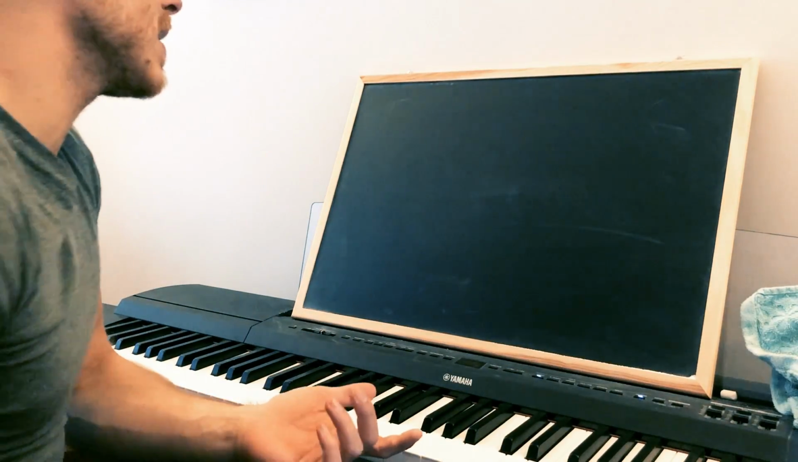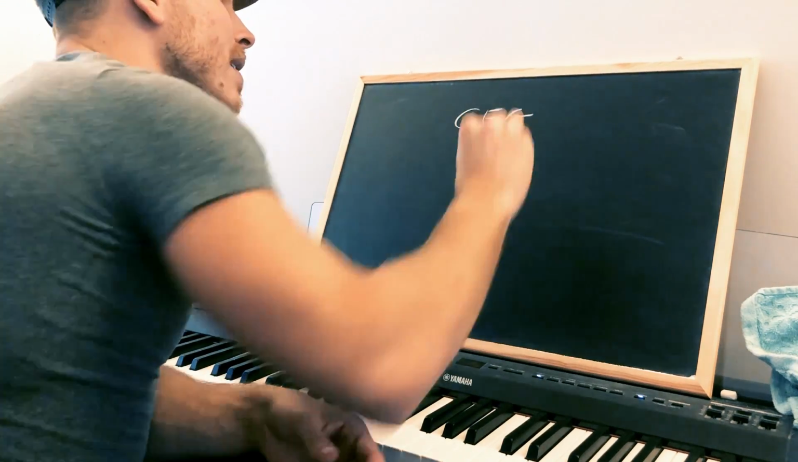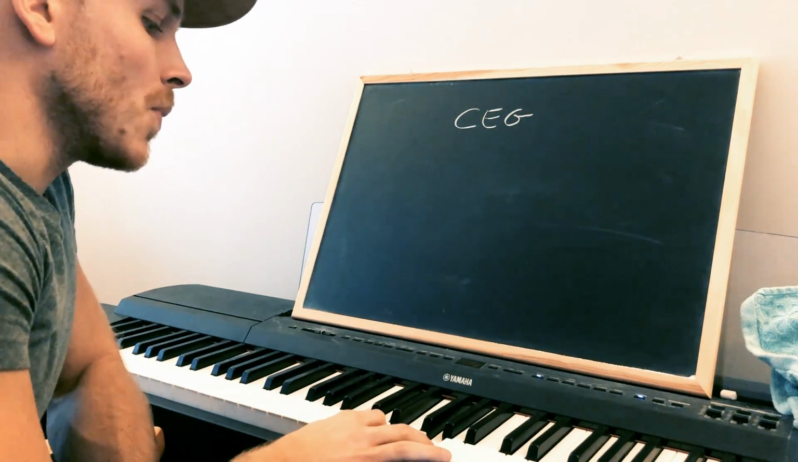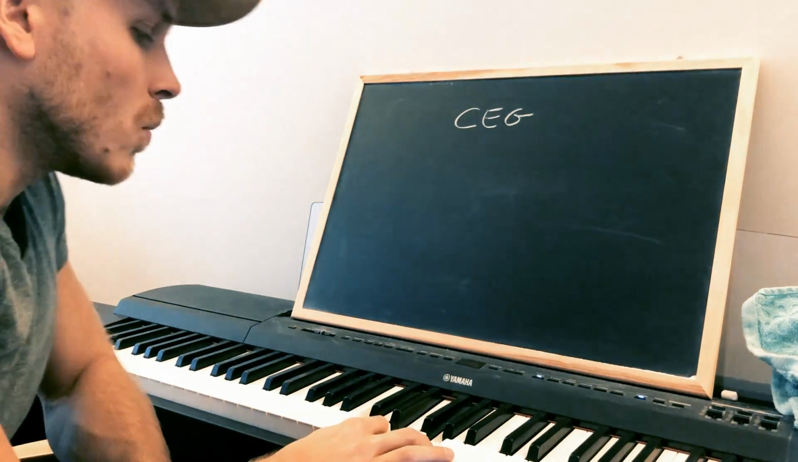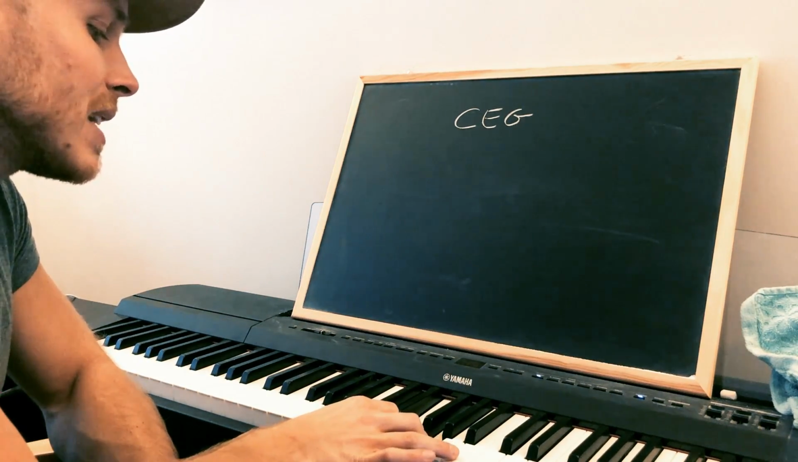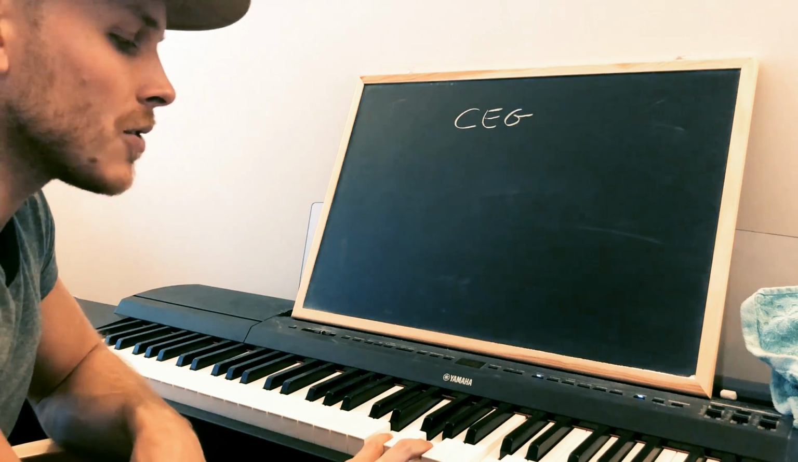So now what is he talking about with inversions? Well, if we have C, E, G, which we played here on the piano, and I want to invert that, what's going to happen is we're going to lose a key on the bottom and add it on the top.